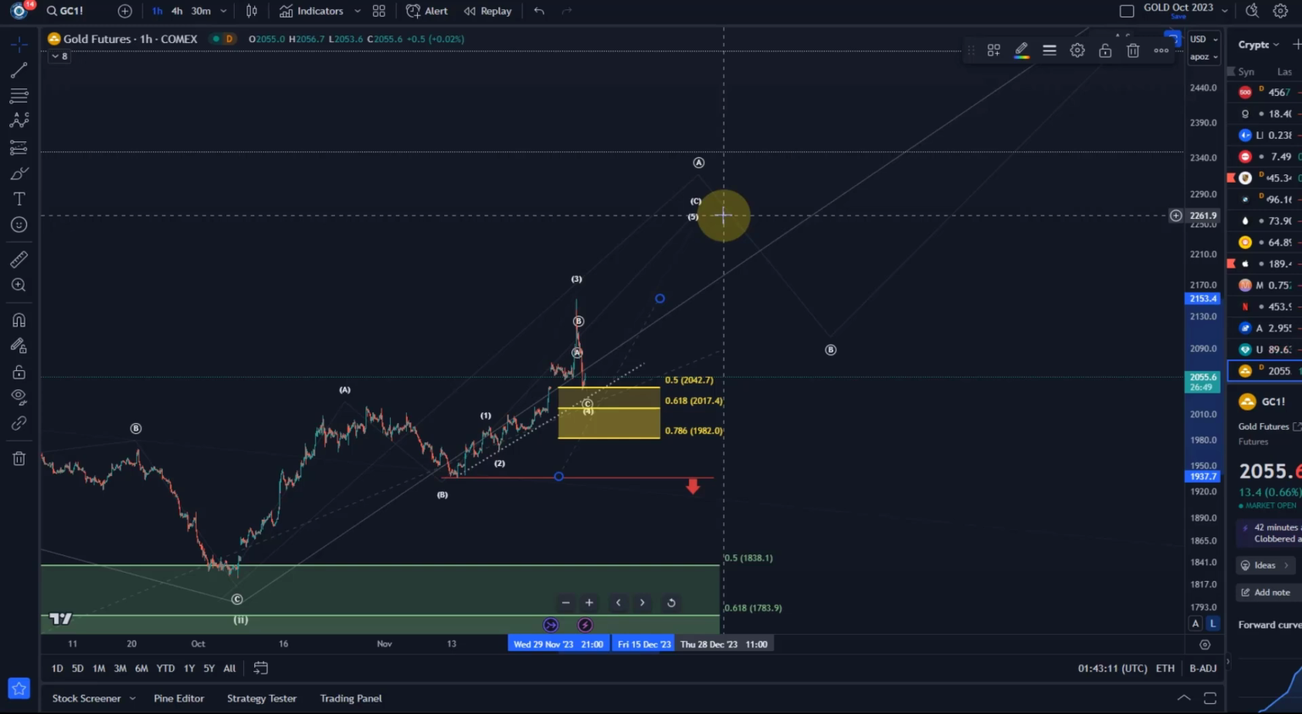But it could then be, and that's what I highlighted with these diagonals, that we get here and there some unpredictable pullbacks. Okay, that's my update about gold.